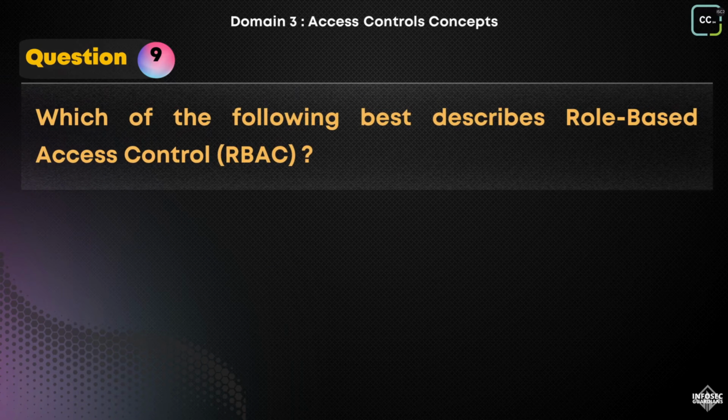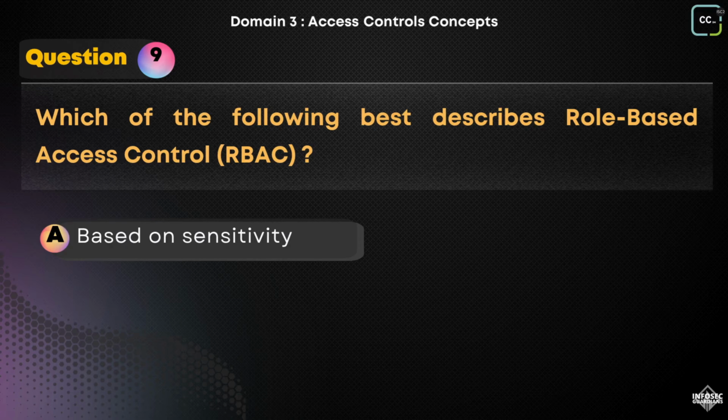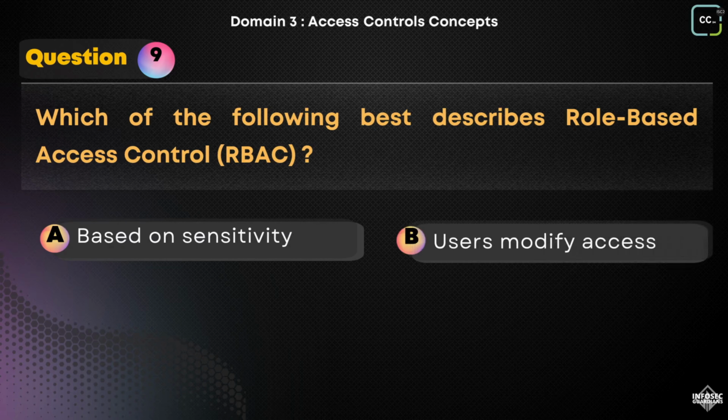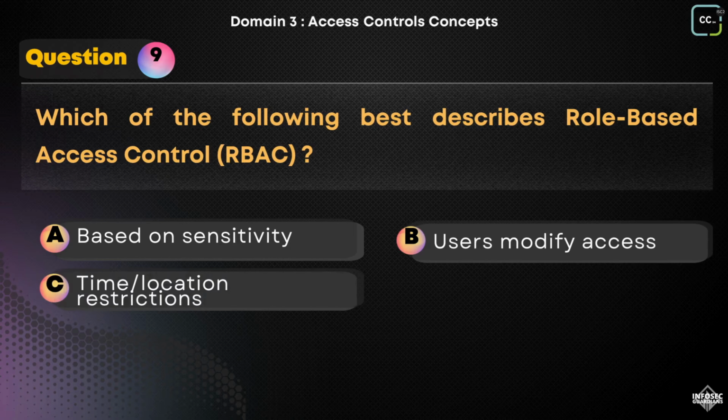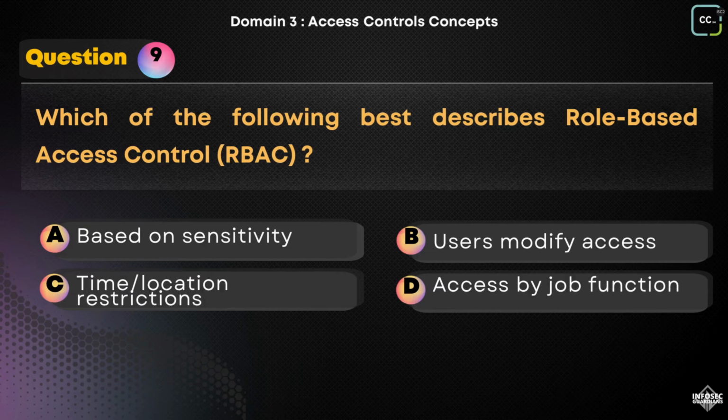Which of the following best describes role-based access control, or RBAC? The options are: Option A, based on sensitivity. Option B, users modify access. Option C, time or location restrictions. Option D, access by job function. Let's analyze the options to identify which one best describes role-based access control.